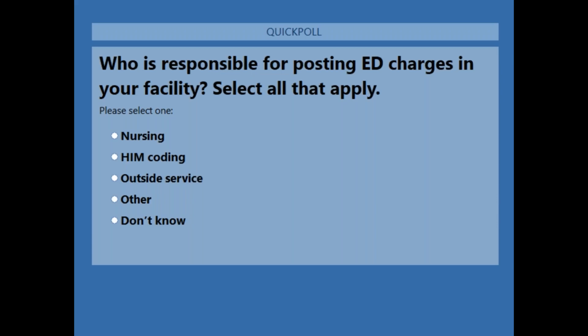And then also I want to mention when you have multiple people, like if you have nursing posting charges and then HIM coders coding the claim, the more people you have involved in that revenue cycle, the more difficult it is. You need to make sure that you're consistent and you're keeping everyone in the loop when you're using different departments.